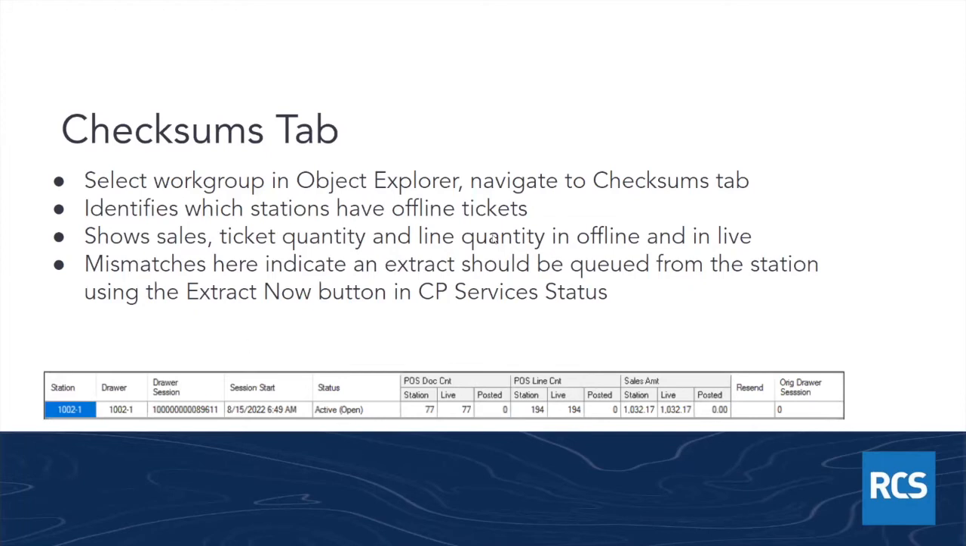And to address any issues that you encounter, if you see that there is a mismatch here, we can use that extract now in the CP services status icon on the local register. And that will queue any of those packages that have not sent to send up to the station. It's one of our first troubleshooting steps when we see a mismatch, because that should sync all missing sales data up with the server.